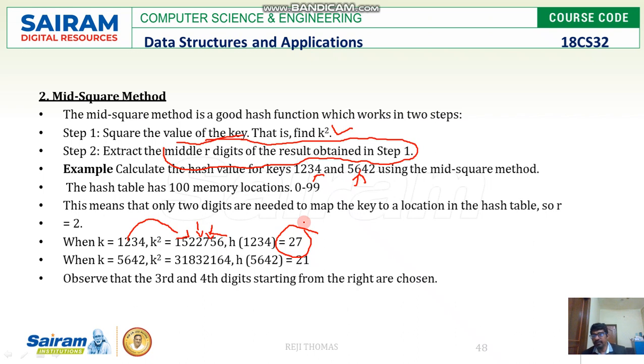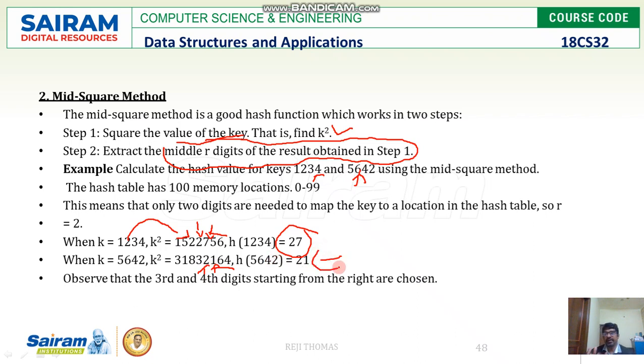Go to next number. The next number is 5642. Find the square for this. So when I find the square, I'll be getting this number. Again, from the right, take only third and fourth digit. So this is the third digit, and this is the fourth digit. When I take it, I'll be getting it as 21.